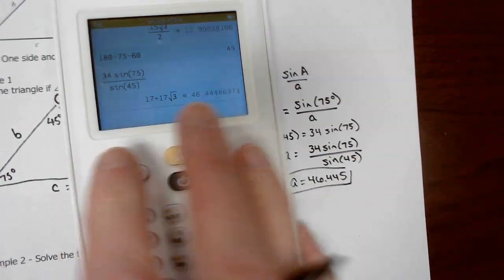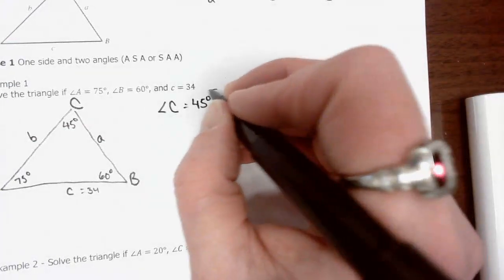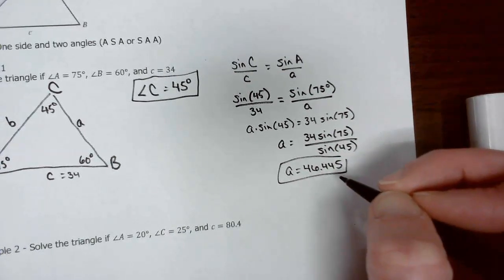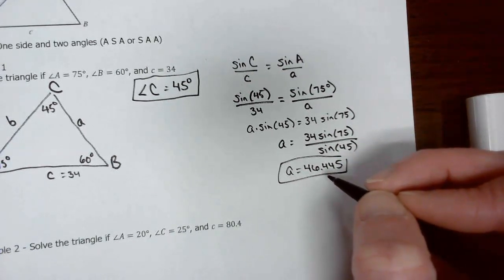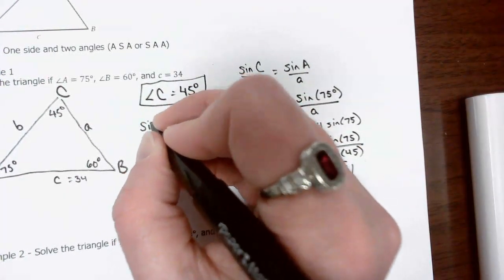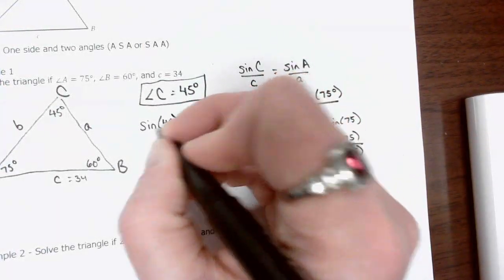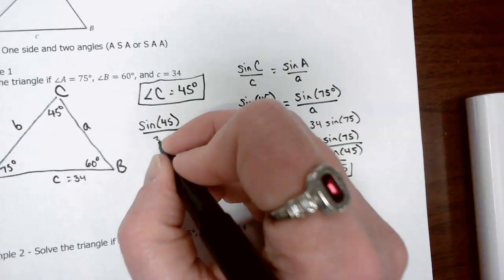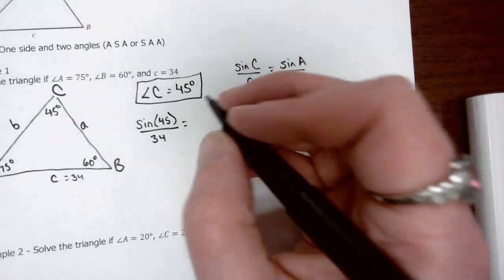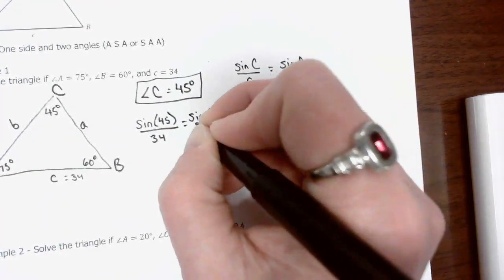Now I'm not done because I also need side b. Now I really don't want to use little a because it's an ugly number. So I'm going to use sine of C again over side c. And then I'm going to put on the other side, instead of A and a, I'm going to use B. So sine of B over little b.